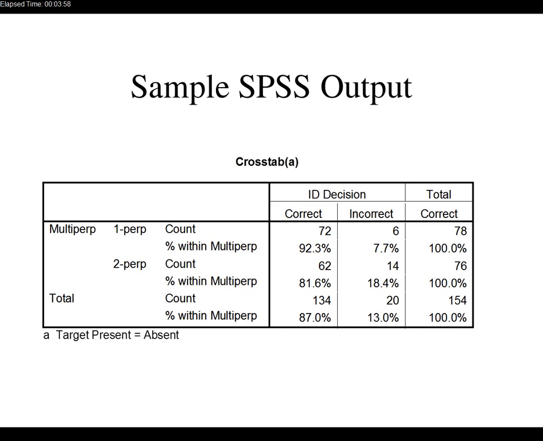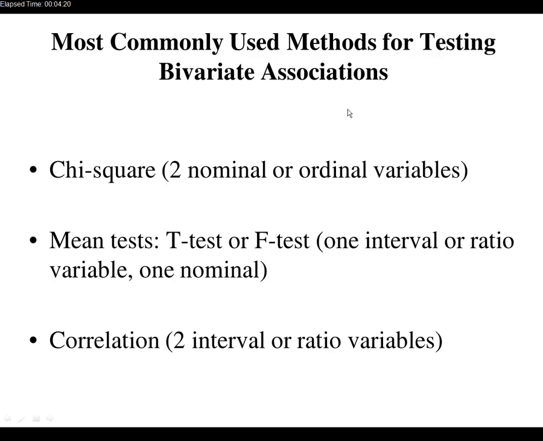So we were able to tell from looking at the chi-square, or just the crosstabs really, that incorrect numbers did increase. And of course, what would the Pearson's chi-square do? You tell me. That's right. It would tell us if that finding was significant or not, and in this case, it was. So these are the most commonly used methods for testing bivariate associations. Don't forget, bivariate just means two variables.